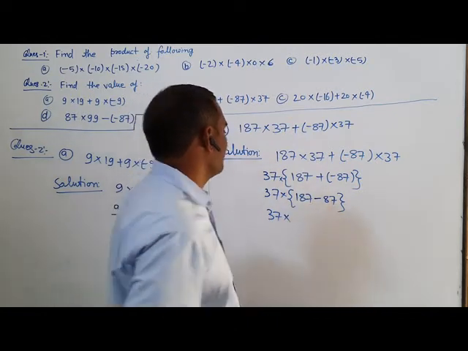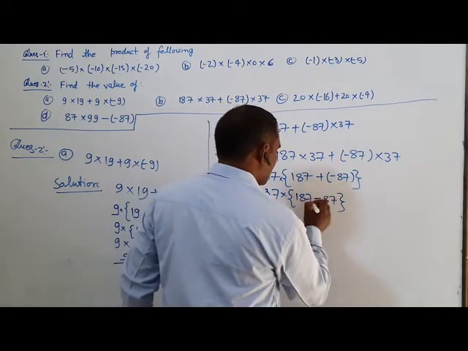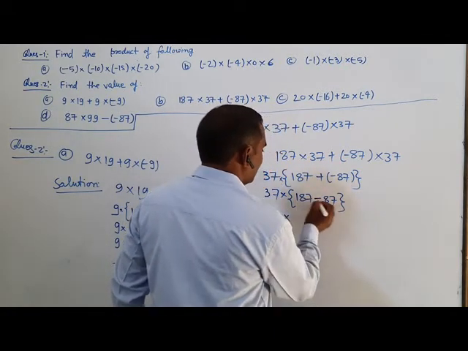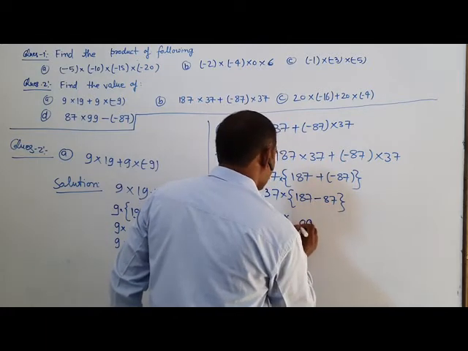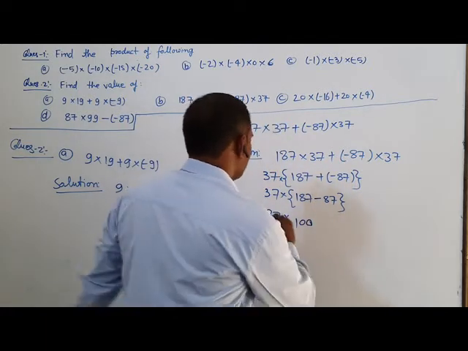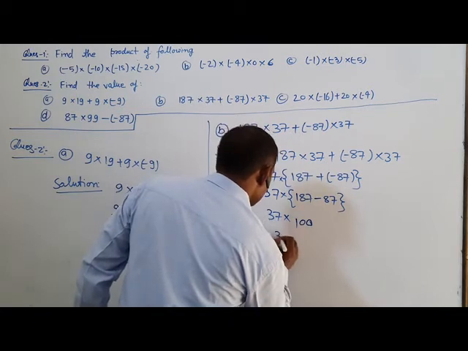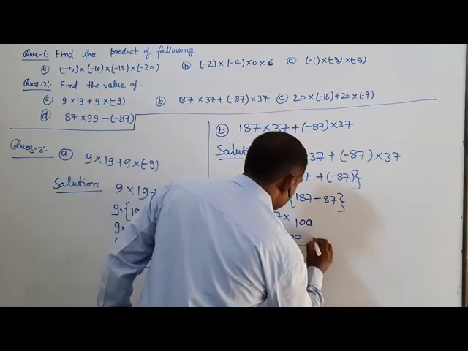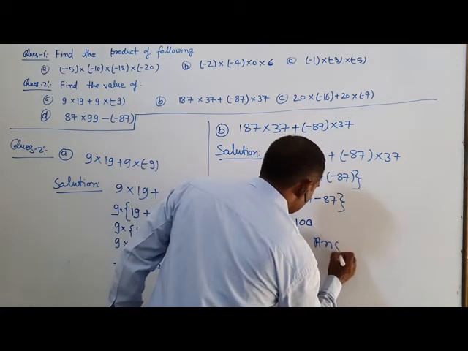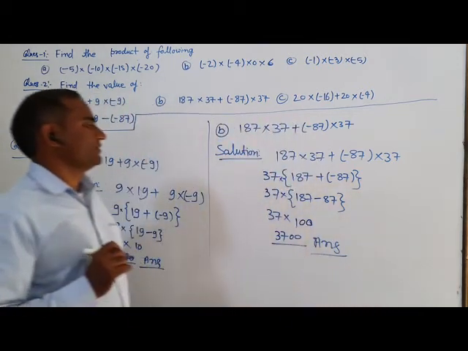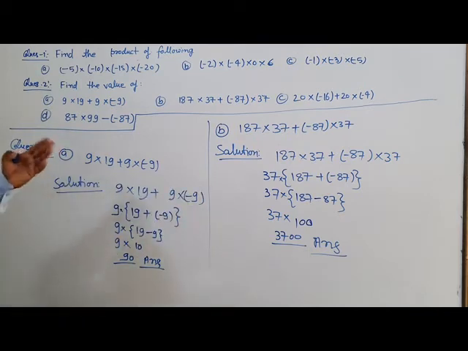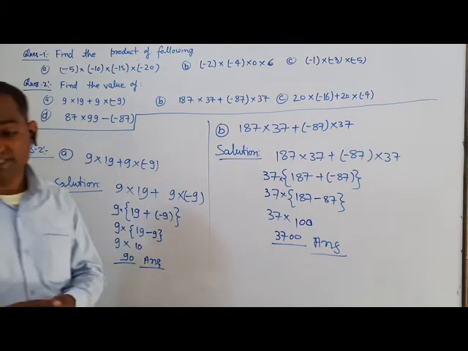37 into, now subtract 87 from 187. 7 minus 7 we get 0, 8 minus 8 is 0, and 1. So we have to multiply 37 into 100, which is 3700. This is your answer. You can solve it easily because these questions are very easy.